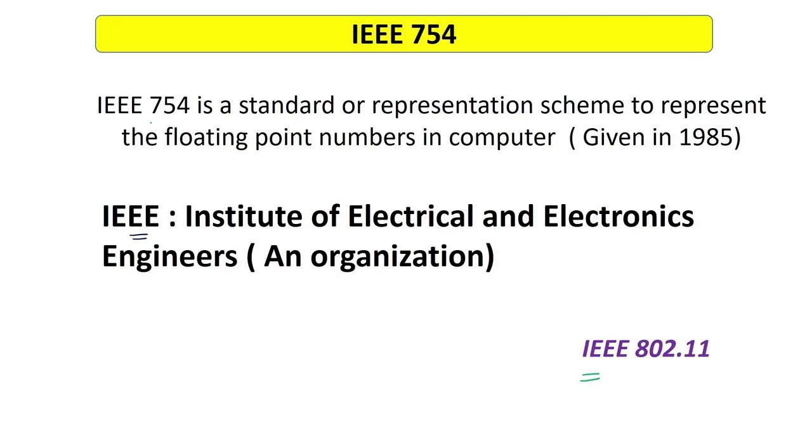So basically IEEE 754 is also one of the protocols, or you can say a standard or a representation mechanism or a technique, to represent floating point numbers. That is how your floating point number will be represented or stored in the form of binary bits inside your computer. It is told by the IEEE 754 standard mechanism, okay. And this mechanism was given by IEEE in 1985, okay.